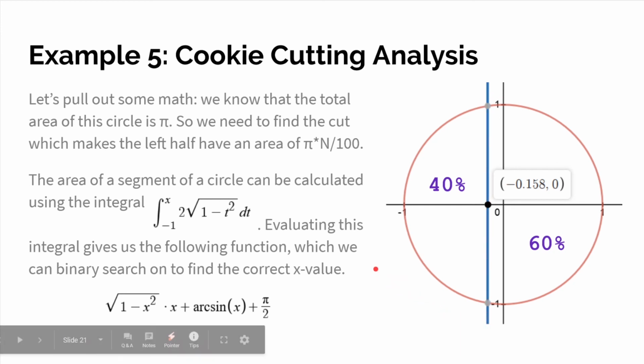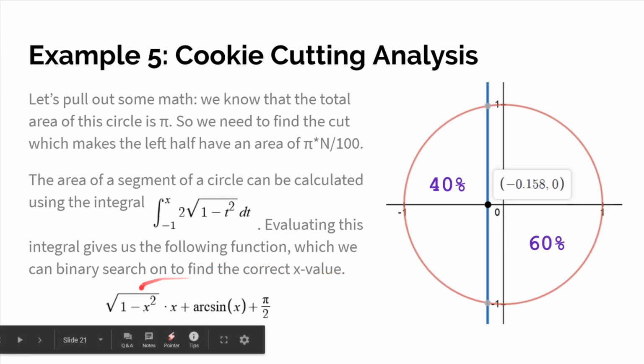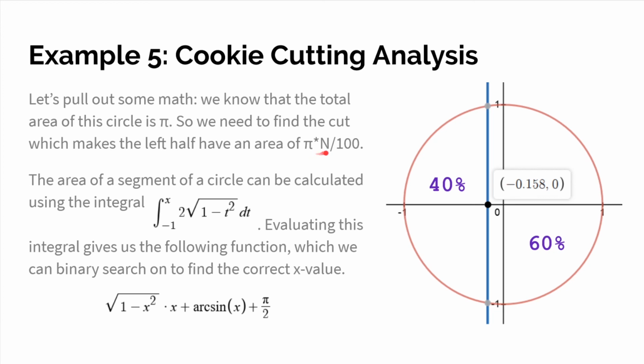Now, when we evaluate the integral, we get the following function: the square root of 1 minus x squared, times x, plus the arcsine of x, plus pi over 2, where x is in radians. And we know this function is monotonic because at any point, if we move to the right, we're going to have more area. So we could just binary search on this to find the correct x value. And remember, this value here represents the area to the left of x. We want this to equal pi times n over 100.